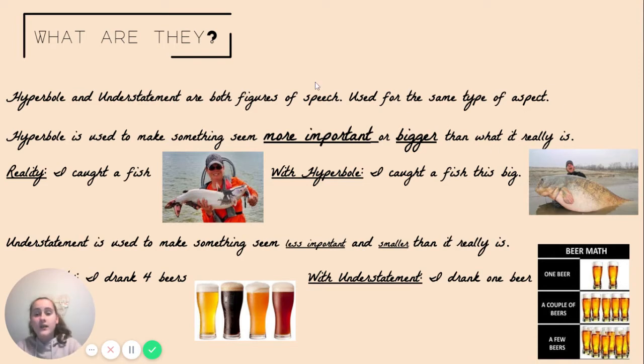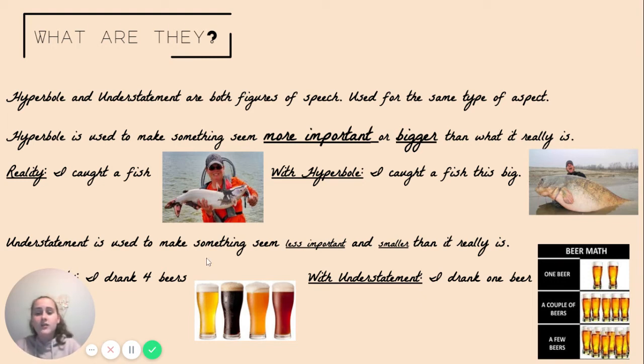So in reality, you could say, I caught a fish this big, a really average size for a fish, actually. But with hyperbole, your story could go from this small fish to I caught a fish this big. With understatement, it is used to make something less important, smaller than it really is.